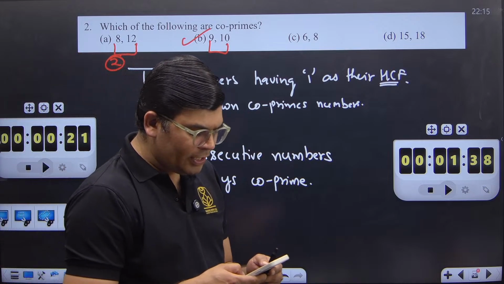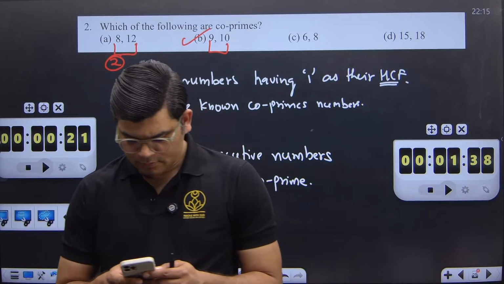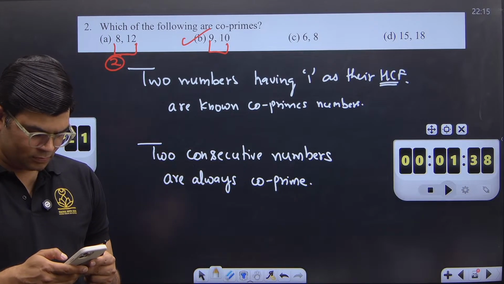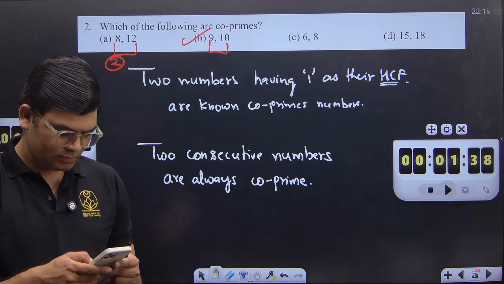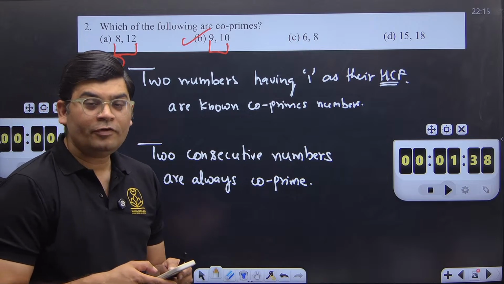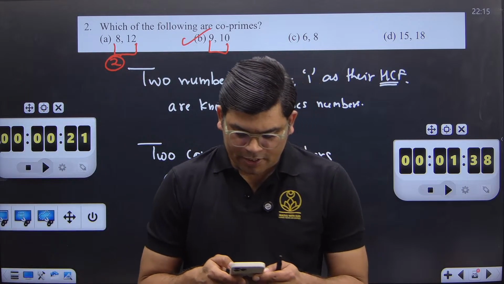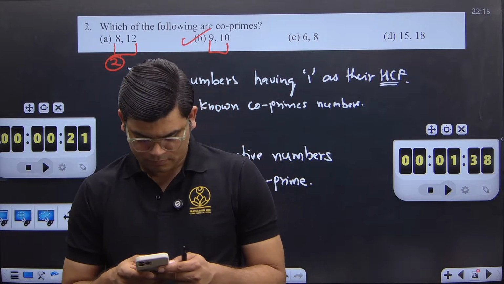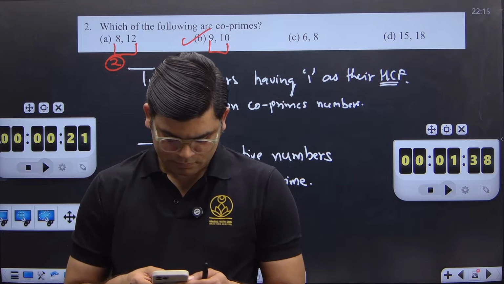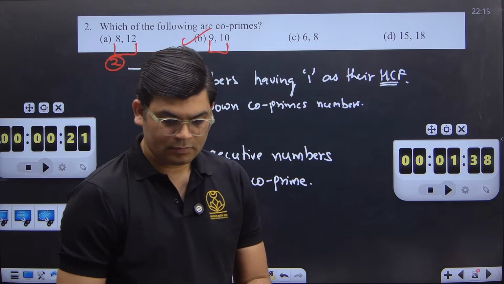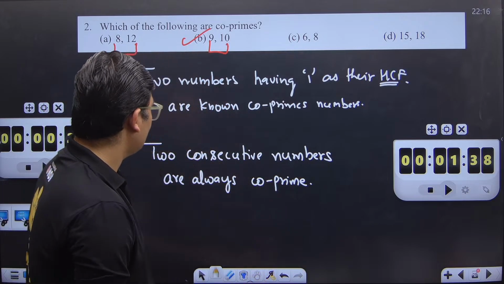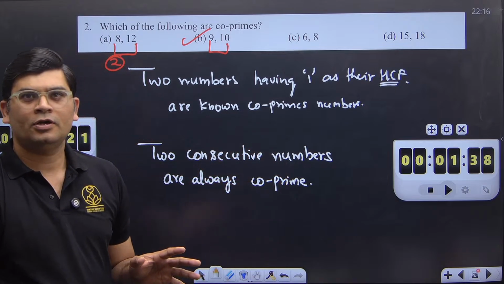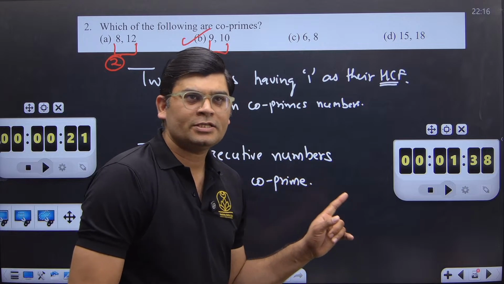Five marker takes only 10 minutes. It is not for each question, beta. It is for each 1 mark question. Understood? Two consecutive numbers are always co-prime.